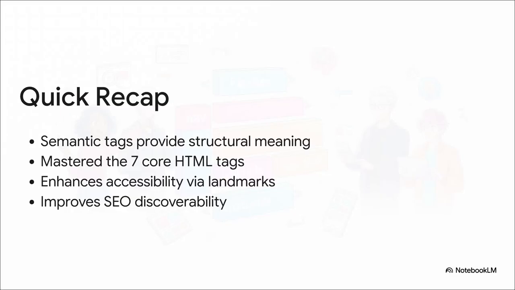Let's quickly recap our journey from code chaos to clarity. We learned that semantic HTML provides real meaning, unlike generic divs. We mastered the 7 core tags: header, nav, main, section, article, aside, and footer. And most importantly, we learned that using these tags isn't just about writing clean code. It's about creating professional websites that provide essential landmark benefits for accessibility and massive structural advantages for SEO discoverability.